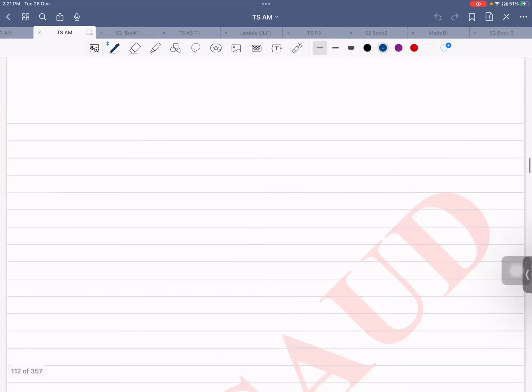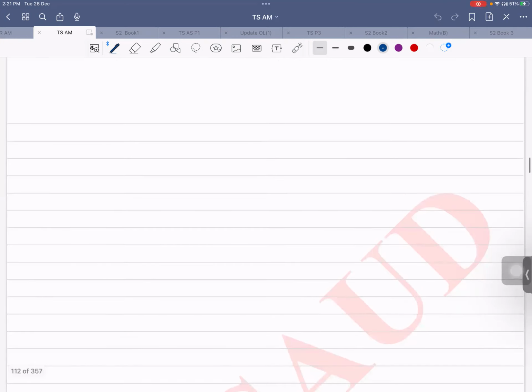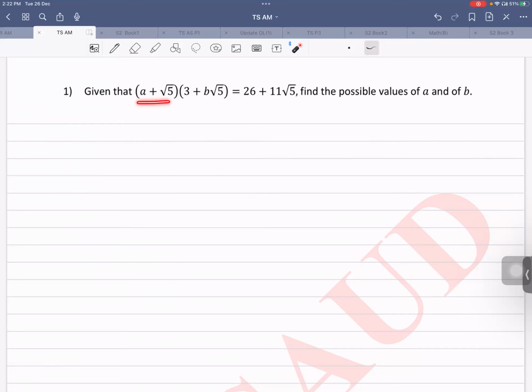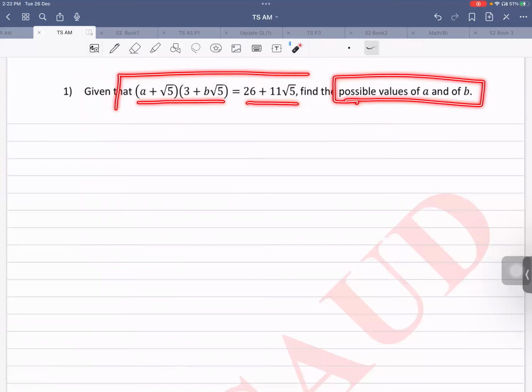Let's start with question number one of the past papers. Given that bracket a plus square root 5, another bracket 3 plus b square root 5 is equal to this. Find the possible values of a and b. Before you start solving the question, can you tell me how we are going to solve this question?